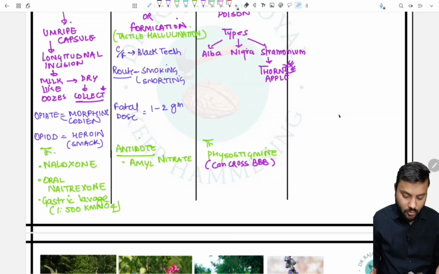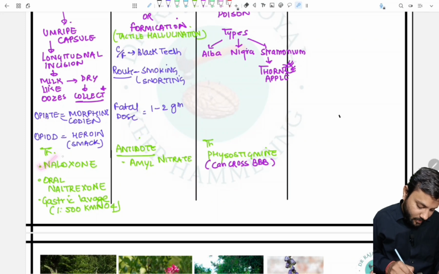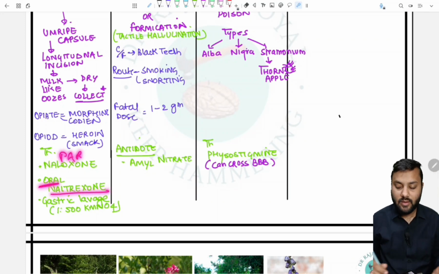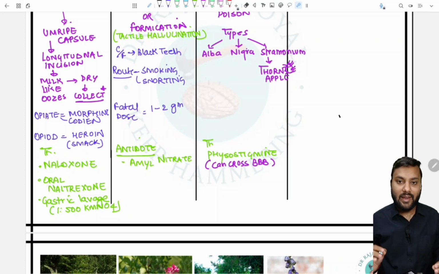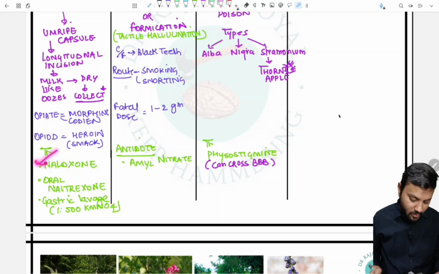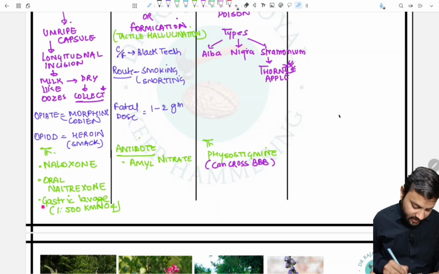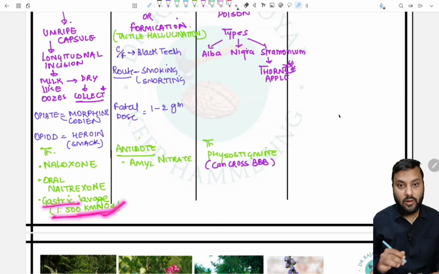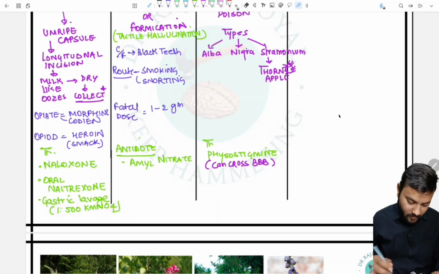So treatment of the opium poisoning is naloxone. Naloxone is given parenterally. If we talk about oral, then naltrexone should be given. So for the parenteral, naloxone, which is the antidote for the opioid poisoning, and oral naltrexone is given. And gastric lavage is done with 1:500 KMnO4 in all the cases of the opiates.